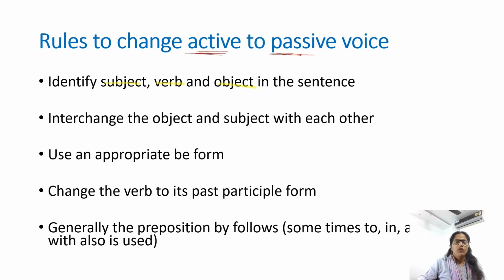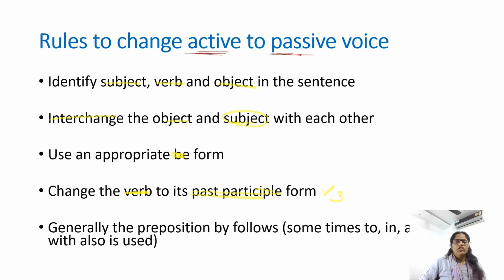Next step, what you need to do is interchange object and subject with each other. Passive voice starts with object and subject is used at the end of the sentence. Next step is use an appropriate be form. Verb in passive voice always should be in past participle form. Okay, we call it even V3 form.